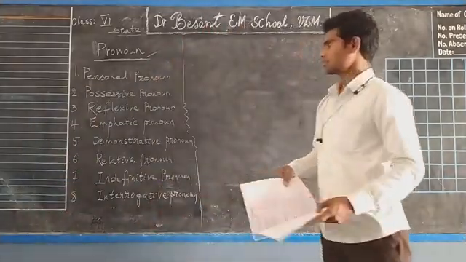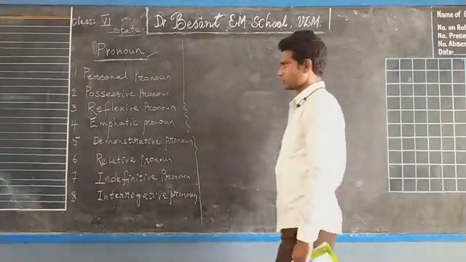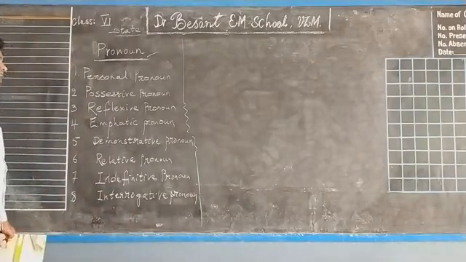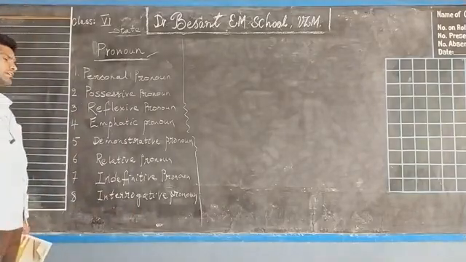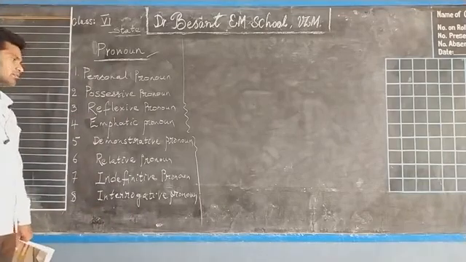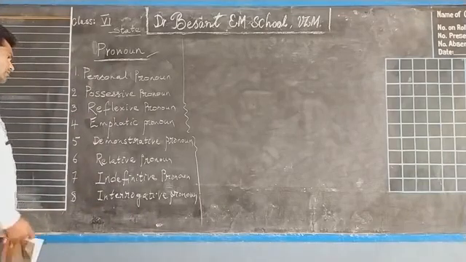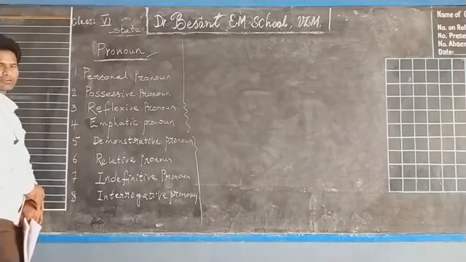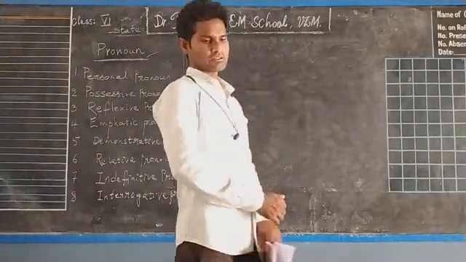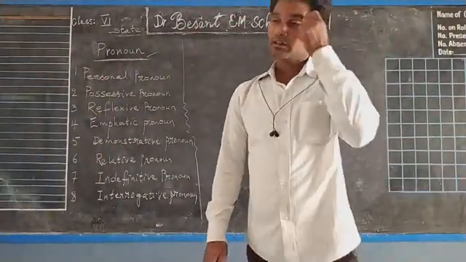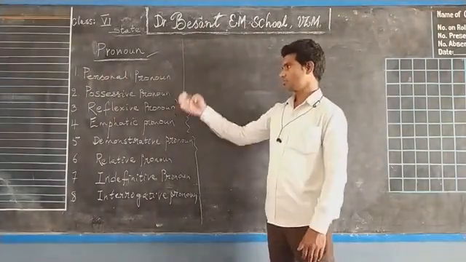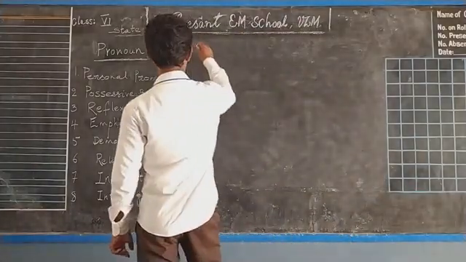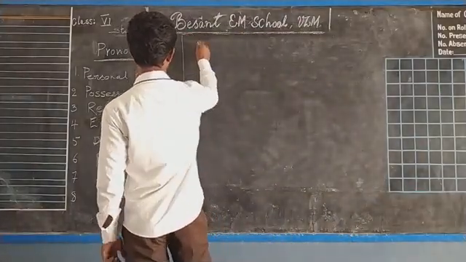These are the different types of pronouns we have in English grammar. Okay? The first one is personal pronoun, possessive pronoun, reflexive pronoun, emphatic pronoun, demonstrative pronoun, relative pronoun, indefinite pronoun, and interrogative pronoun. So we have altogether 8 in number. Now let's get into the discussion of each one in this class. The first one is personal pronoun.